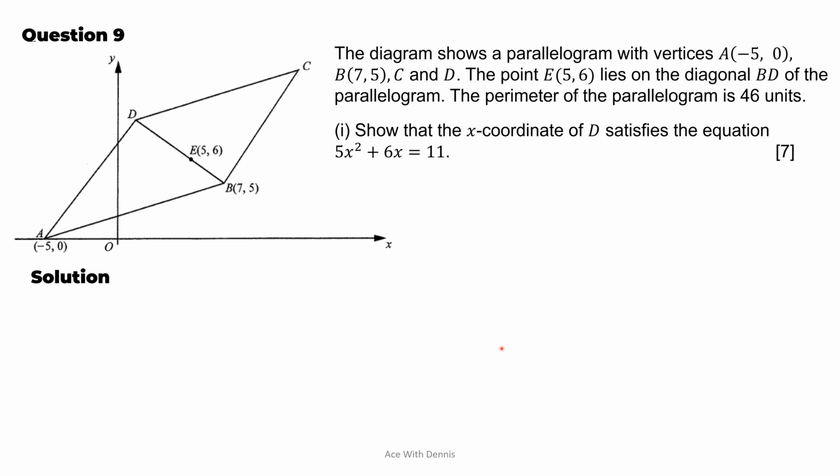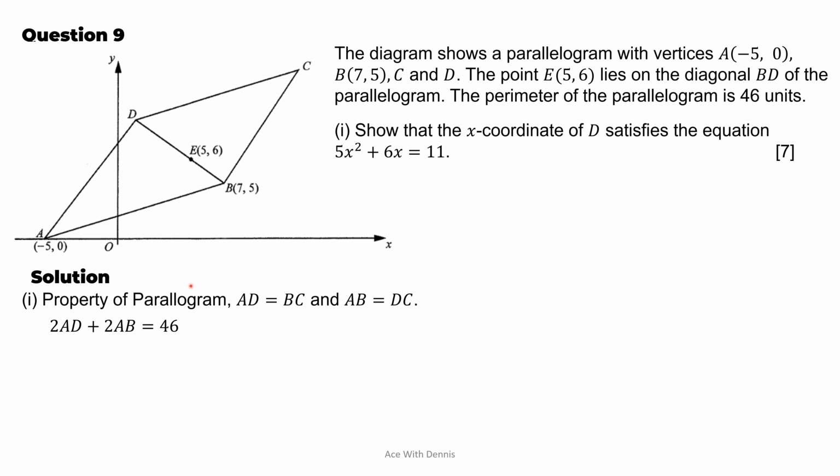So here's the solution. For part 1, right, property of parallelogram, we know that AD will be equal to BC. As mentioned, this is a parallelogram, so AD will be equal to BC. The opposite sides will be equal length. AB equals DC. So therefore, given the perimeter is 46, it means that 2AD plus 2AB equals 46.